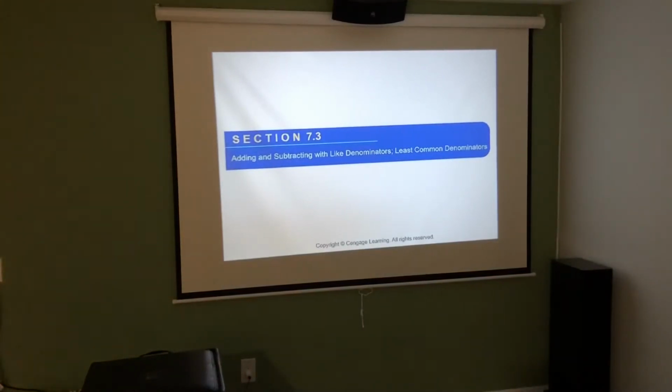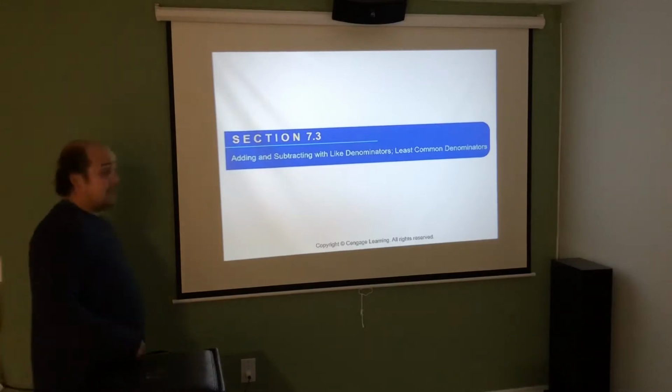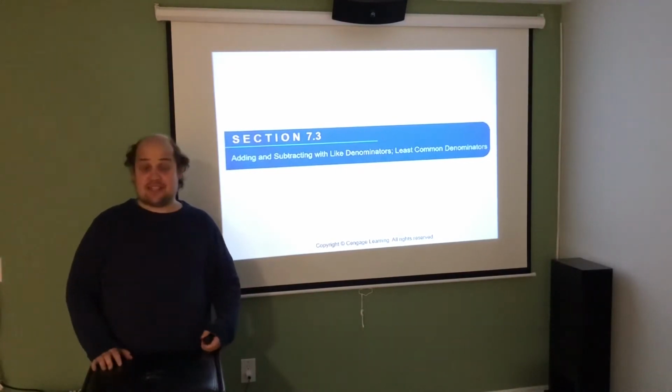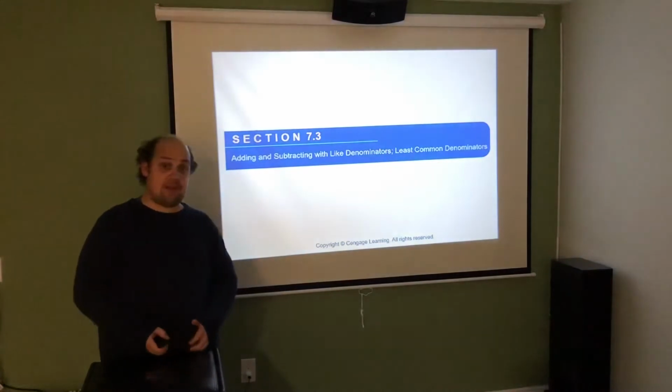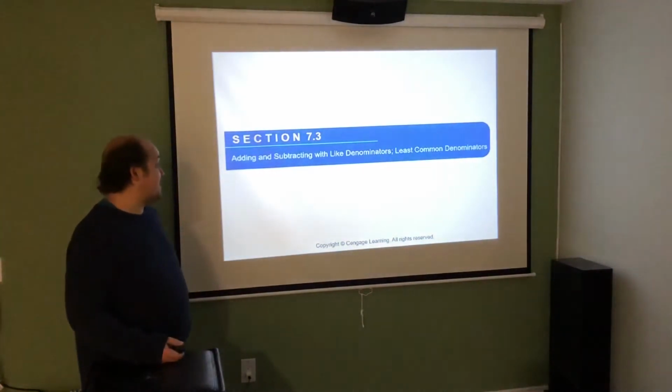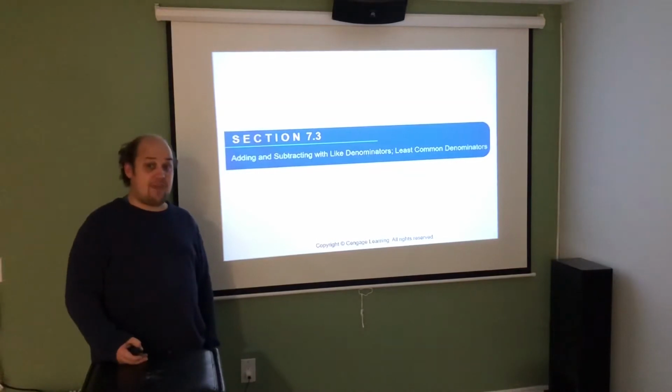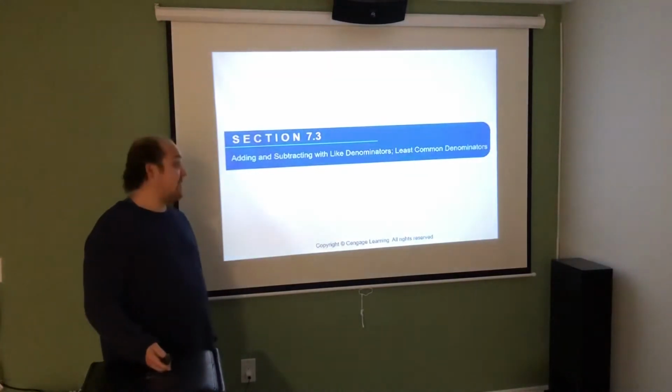In section 7.3, we start to add and subtract fractions. The good news is everything in here has a common denominator to begin with when we're doing the addition and subtraction. The second half of the lesson looks at how to find those common denominators so that as we move towards 7.4, when we're doing addition and subtraction with unlike denominators, we know the process to make them look like they do in the first half of this lecture.